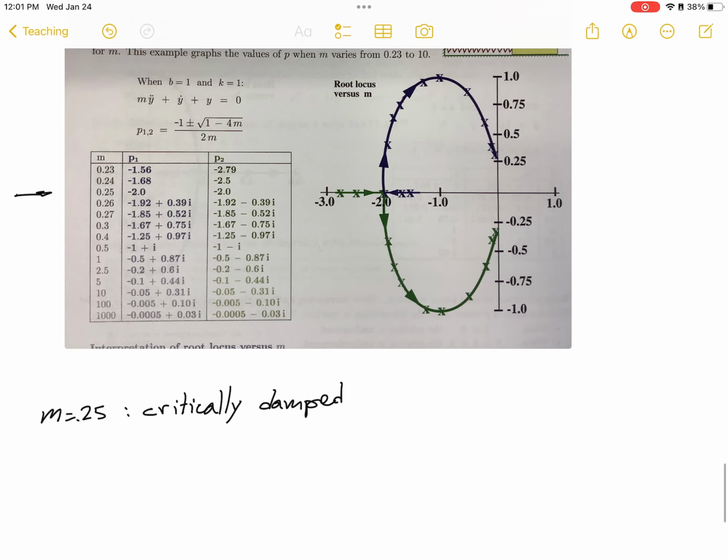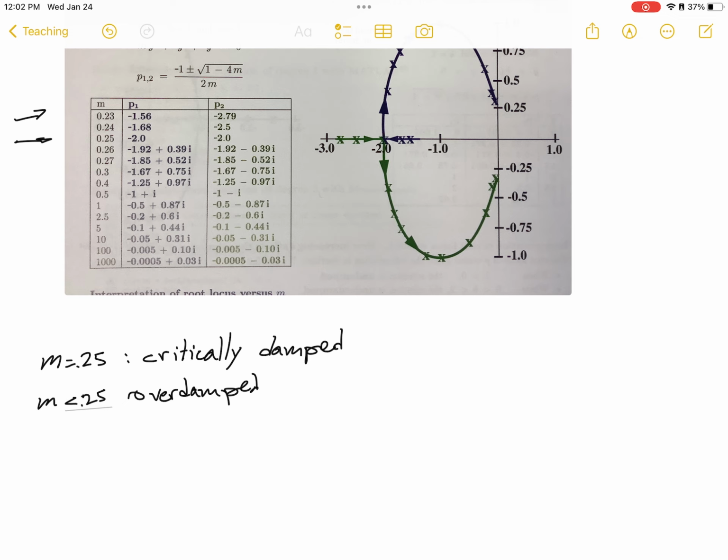For m less than 0.25, this system is overdamped because looking at these values, you have two distinct real roots, and for everything greater than 0.25, it's underdamped.